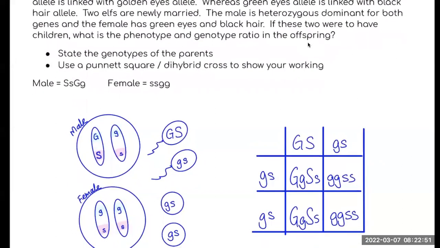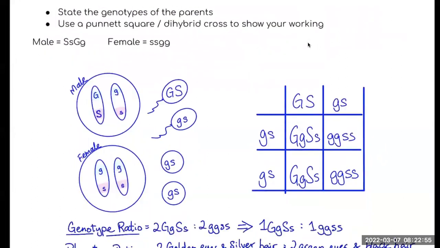And then the female has green eyes and black hair. So that means she has two recessive alleles for both of the genes, gene number 1 and gene number 2. Both of them are recessive.